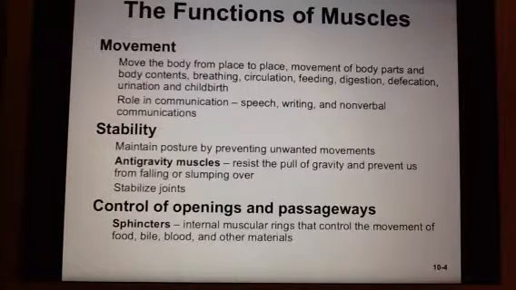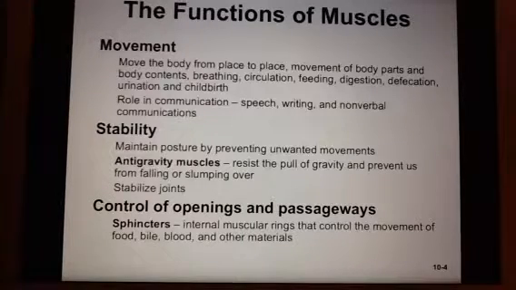Movement, of course, is the number one. That's easy. Move the body from place to place. But even more important than that, movement of our body parts and contents. So, muscles play a role in our breathing, circulation, feeding, digestion, defecation, urination, and childbirth. Oh my goodness. They also help our role in communication: speech, writing, and nonverbal communications. So we think about just our arm moving or our legs walking, but it's way more than that.